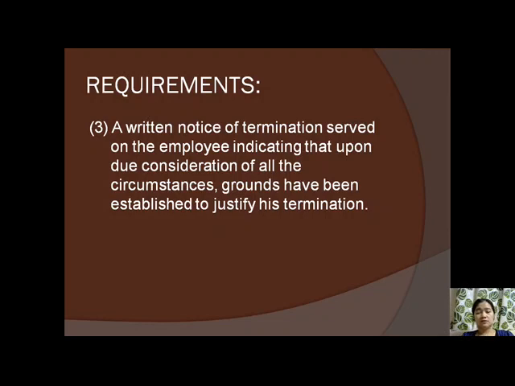And of course, the third one is a written notice of termination served on the employee indicating that upon due consideration of all the circumstances, grounds have been established to justify his termination. So again, there are two notices that you need to comply with in order to comply with procedural due process. First is a written notice specifying the grounds of termination, and of course a reasonable time period to explain, giving ample opportunity for the employee to explain.